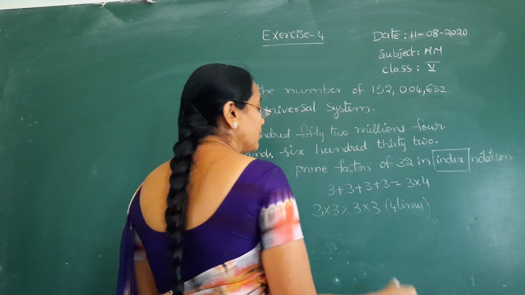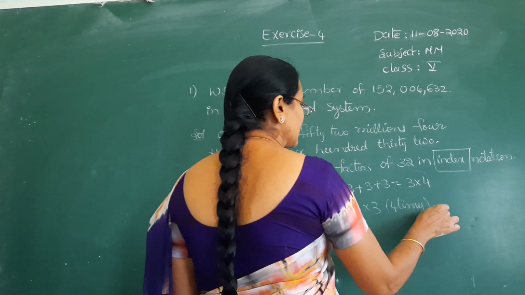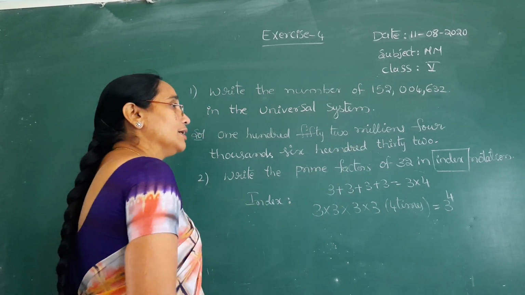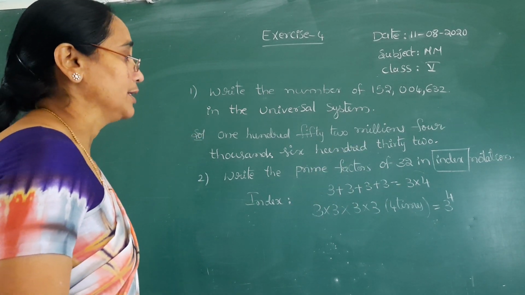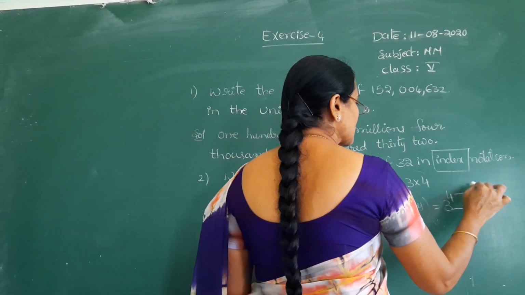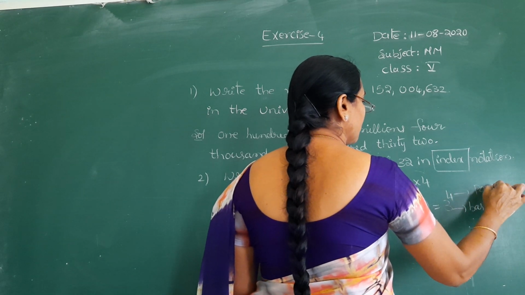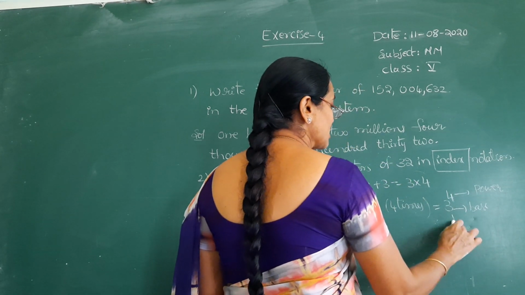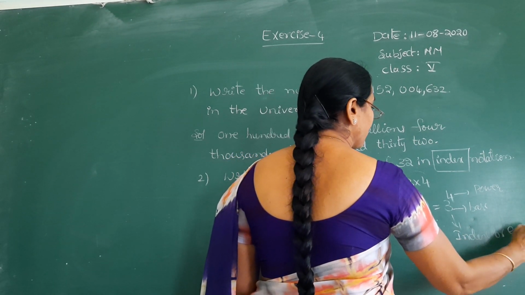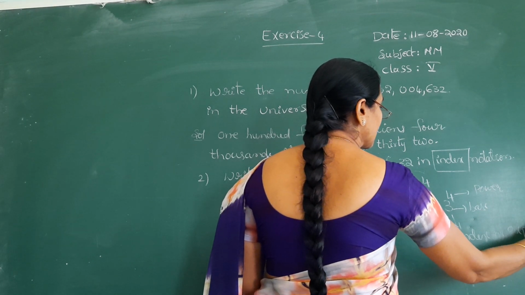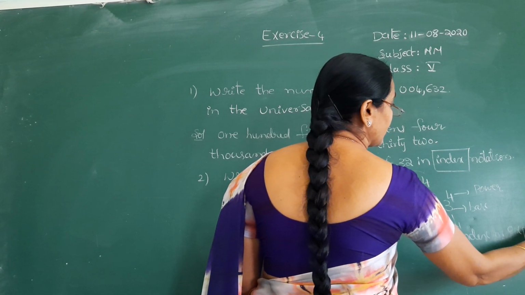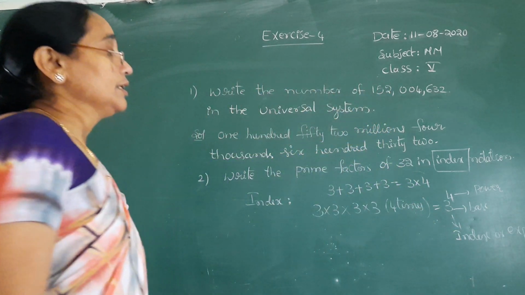When you multiply the number so many times, to write it in index form, how many times you multiply, you have to write as the power of that base. Here this 3 is called the base and this 4 is called the power. This notation is known as index notation or exponential notation. Both are the same.